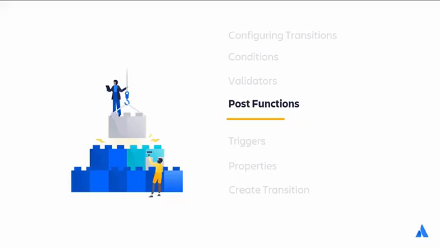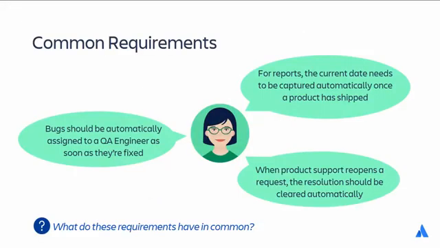It's time to look at post functions. What do these requirements have in common? Bugs should be automatically assigned to a QA engineer as soon as they're fixed. For reports, the current date needs to be captured automatically once a product has shipped. When product support reopens a request, the resolution should be cleared automatically. What's the answer?